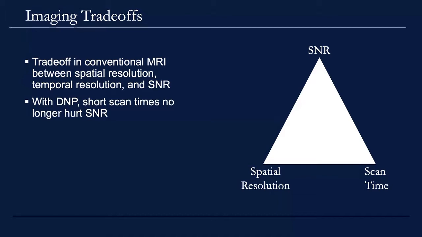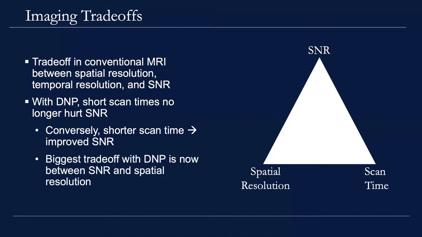Now, with DNP, it turns this on its head, right? Because we have this huge increase in signal that lasts for a short amount of time. This idea of short scan times, they don't really hurt us in SNR anymore. And if anything, you want to image fast to try and minimize any T1-related losses. So for the hyperpolarized case, shorter scan times actually lead to an improvement in SNR, rather than the opposite that you typically have in proton.